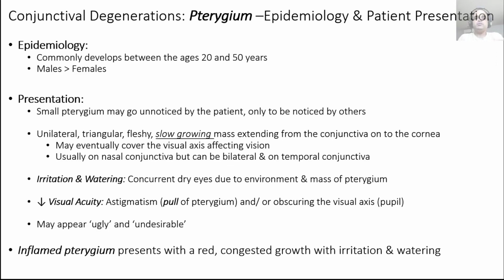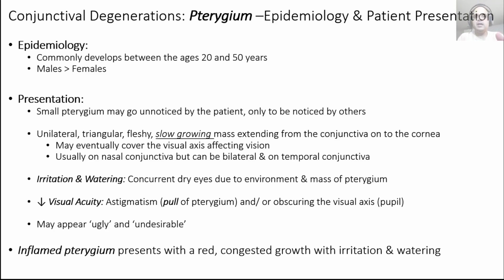And again, as I said, it's usually on the nasal conjunctiva, but can be bilateral and on the temporal conjunctiva as well. It does cause irritation and watering simply because it is a large mass, and it is associated with dry eye, so it would lead to watering because of that as well. It can also lead to reduction in visual acuity for the reason that I just mentioned, that is covering the visual axis, and also because it can cause astigmatism. It is a fibrovascular growth, and it can actually pull the cornea in one meridian and cause astigmatism. I'm sure you remember astigmatism.